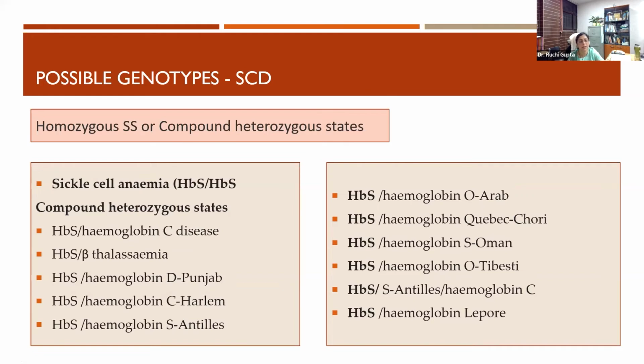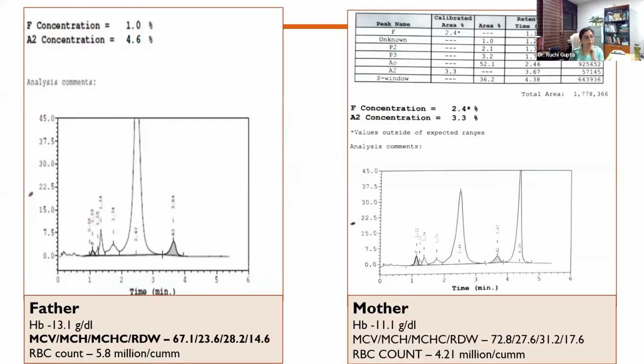So HPLC is otherwise a good diagnostic technique or a test which can help you to resort and understand what is co-inherited with sickle cell, and that can also easily be addressed by doing a parental screening.